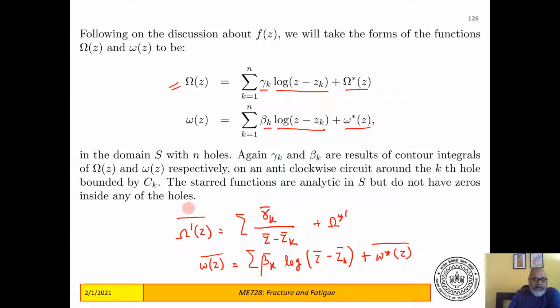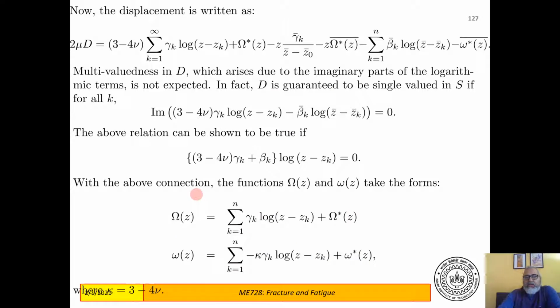Now take this and plug it into the displacement equation, and that is what we have done. This is the displacement equation, and this is minus of 4 nu minus 3, so we have written it as 3 minus 4 nu. This is your omega z. This whole thing is your capital omega z. Then this whole thing is z times omega prime z bar, and this whole thing is your small omega z bar.